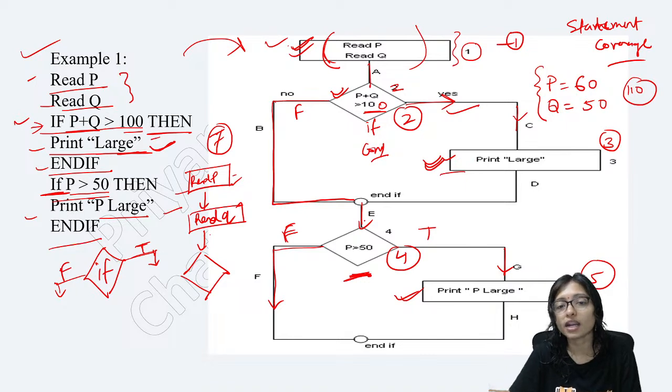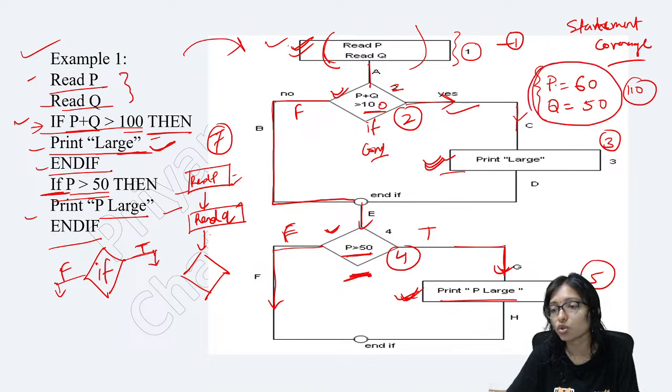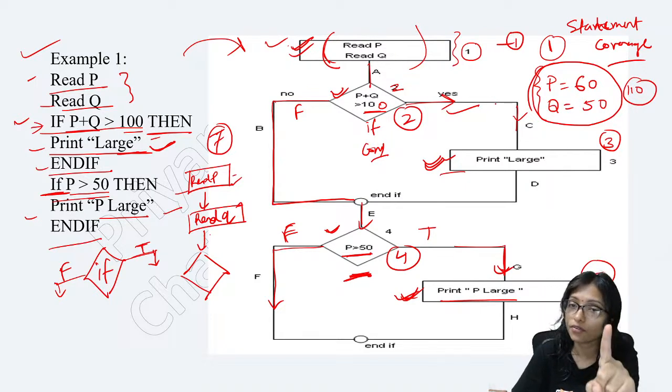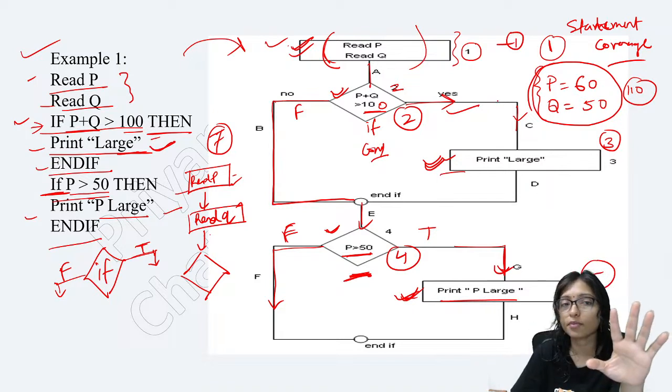After that, you are coming to this statement: P is greater than 50. Yes, P is greater than 50. Then you are coming to this one, that is print P large. So with one test case, I can cover all the statements here.